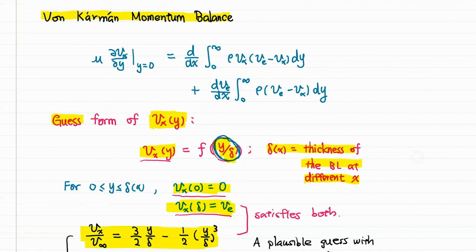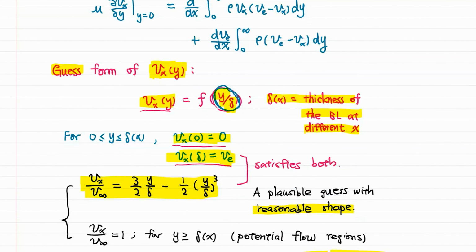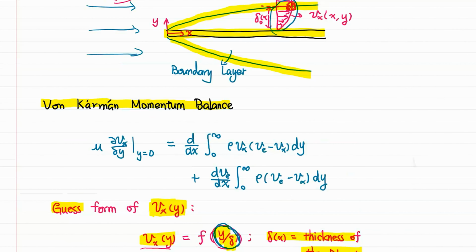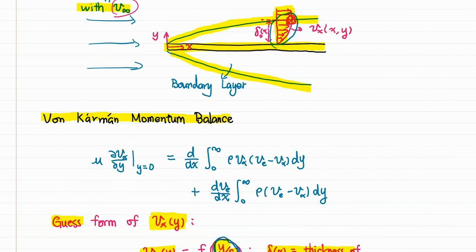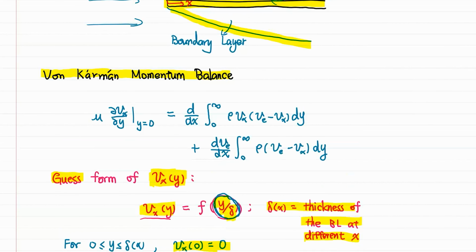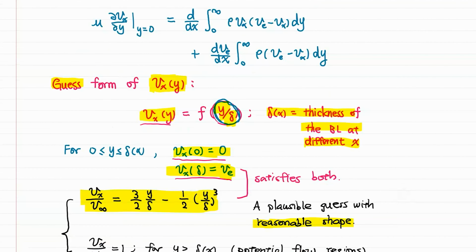Okay, and now we want to take a look at the boundary conditions, which help us to make a proper guess. So a plausible guess here with a reasonable shape would be a curve like this. It has to be not just a linear relation, but at least second to third power. And so a plausible guess here is that Vx over V infinite would be 2/3 times y over delta minus 1/2 times y over delta to the third power.